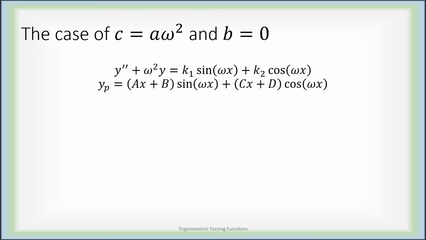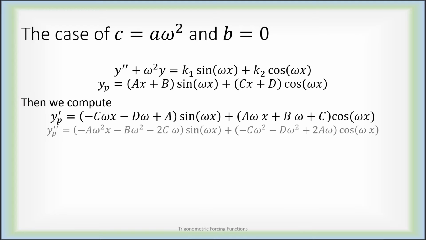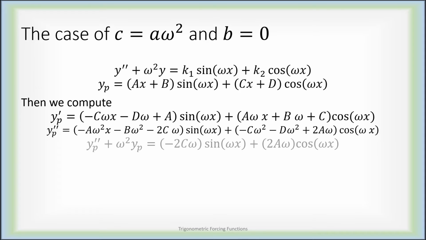So in our potentially bad situation, where c was a omega squared and b was 0, we reduced the situation down to this. y double prime plus omega squared y is some combination of sine and cosine of omega x, where this omega is exactly the same one that appears here. And we're proposing as a solution ax plus b times sine omega x, cx plus d times cosine omega x. Well, then we start computing. Here's the first derivative, here's the second derivative. It's a bit of a chore, but it's just differentiating.